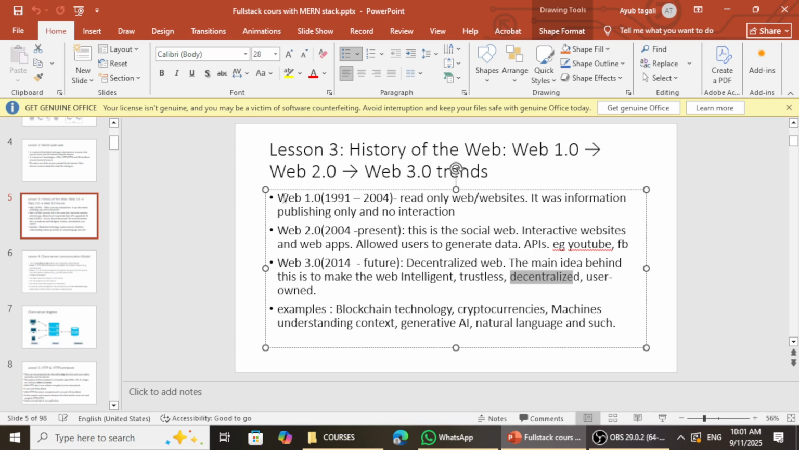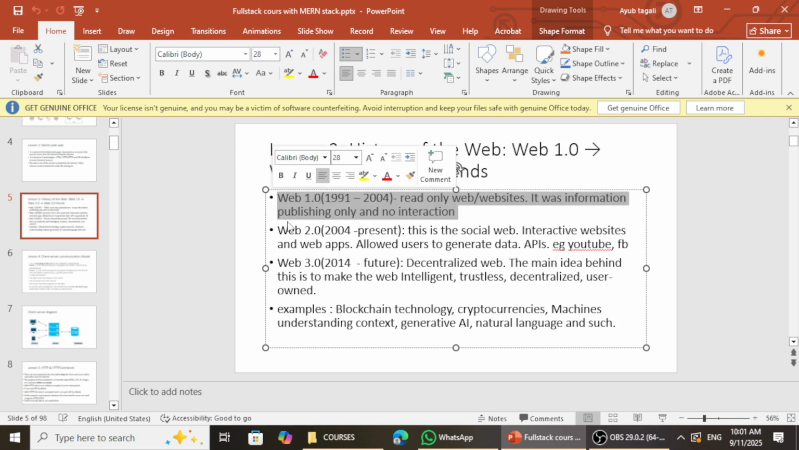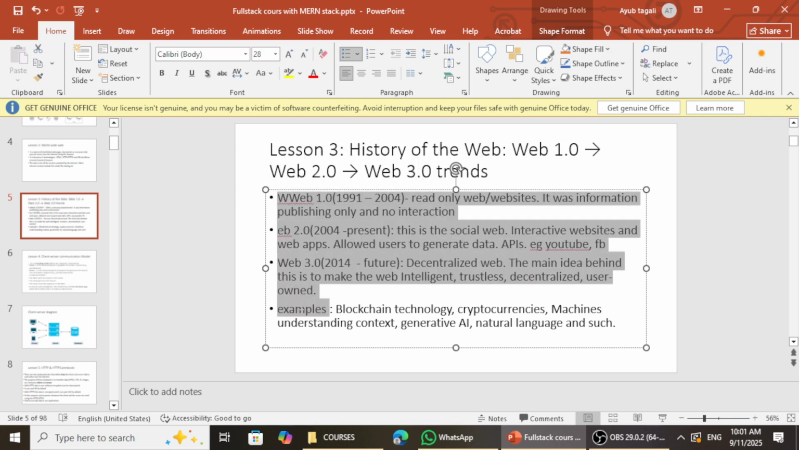So these are the three major stages through which the World Wide Web has evolved up to where we are heading towards.